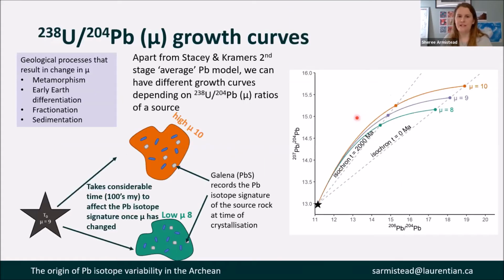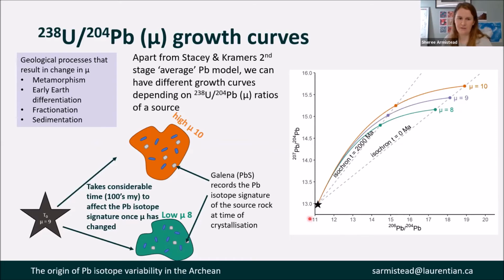Apart from the Stacey and Kramers second stage average model that I just showed you, we can also have different growth curves depending on the uranium-lead or mu ratio of a source. Some of the geological processes that can cause a change in the uranium-lead ratio are things like metamorphism, early earth differentiation, fractionation of a magma, and different sedimentary processes.